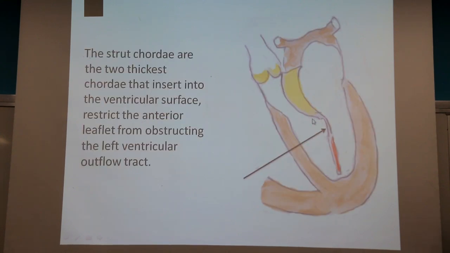So here is the strut. The strut chordae, the two thickest chordae, insert into the ventricular surface here and restrict the anterior leaflet from obstructing the left ventricular outflow. This strut prevents the anterior leaflet from obstructing the outflow. Here is the strut, the thickest chordae.